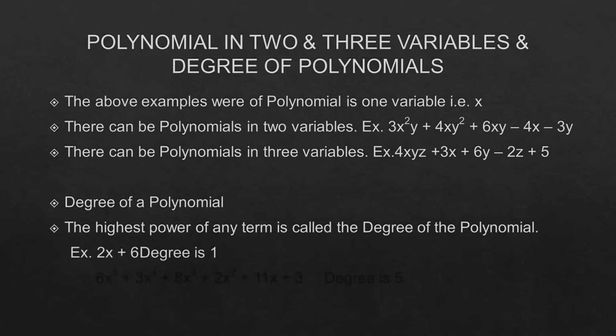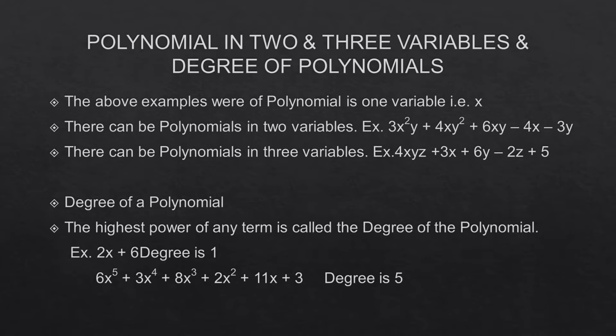Example, 2x plus 6. Since the power of x is 1, the degree is 1. It contains two terms and only one has the literal, and the power of the literal is 1, therefore the degree is 1. In the second example you can see it is 6x raised to power 5 plus 3x raised to power 4 plus 8x cube plus 2x square plus 11x plus 3. In this you can clearly see that 6x raised to power 5 is the term containing the highest power, so the power of x is 5, so the degree is 5.